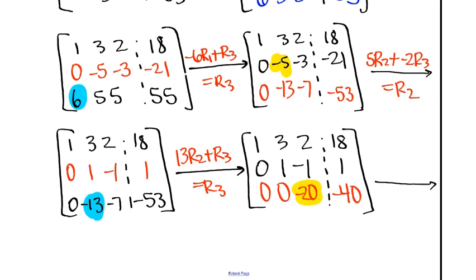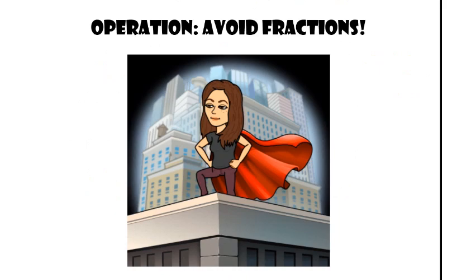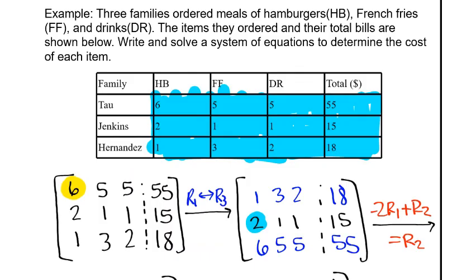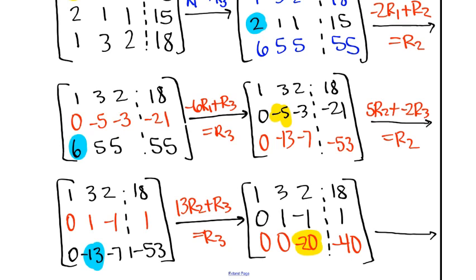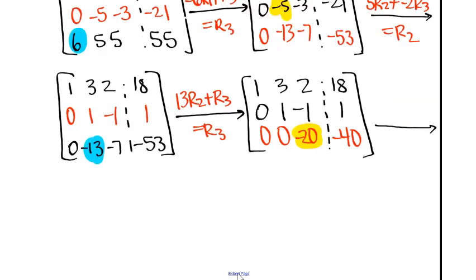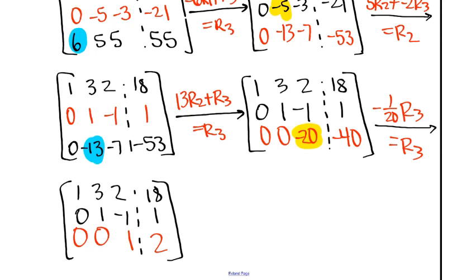So, we have been doing Operation Avoid Fractions. However, we can finally use fractions for our benefit. So now we have our matrix. Our matrix is in row echelon form. It is also, if we were to write the equations, in triangular form.